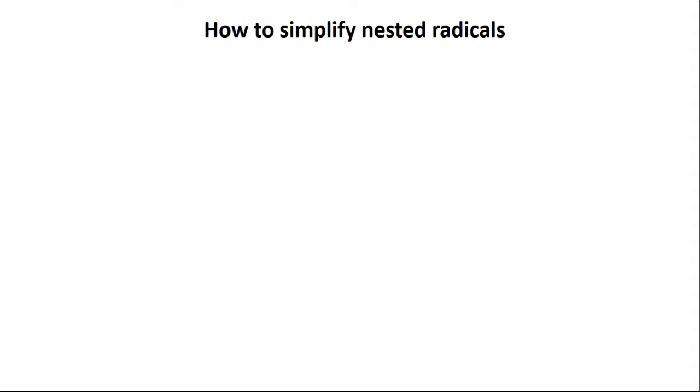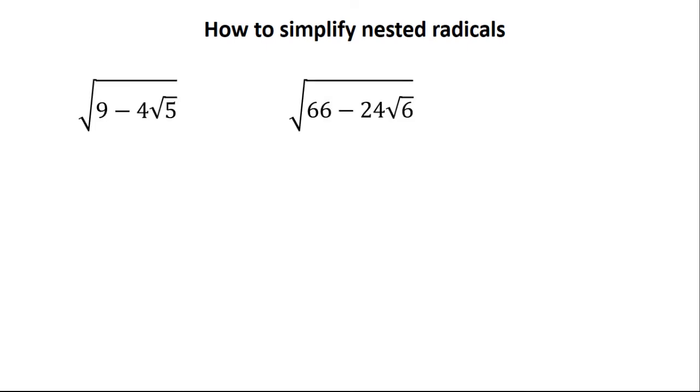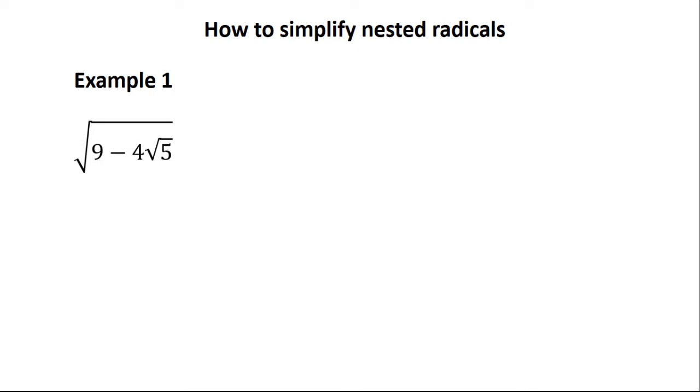I want to show you how to simplify nested radicals. A nested radical is a radical expression that contains another radical expression, so-called an expression with square roots. For example, this one, or a more complex one. And simplification of a nested radical means rewriting it in a form that is not nested. It's called denesting. Let's start with the first example.